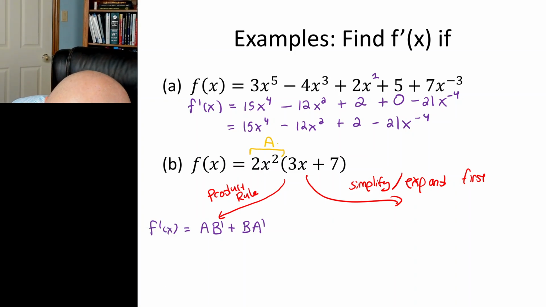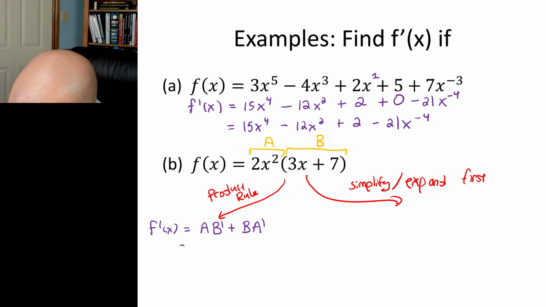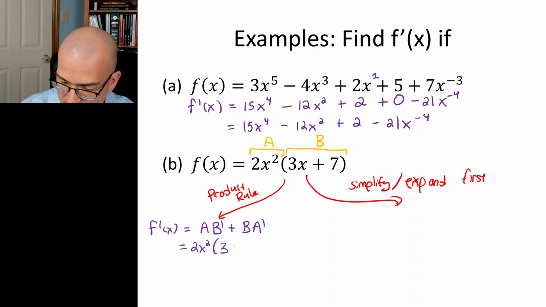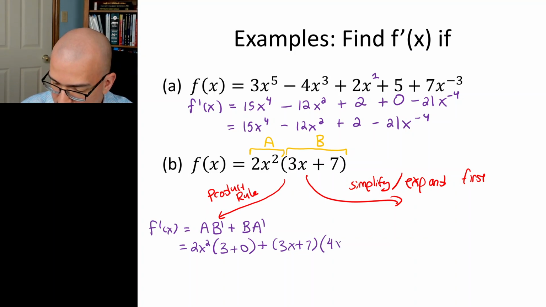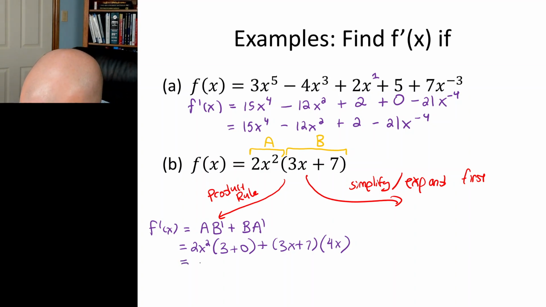2x squared is our a, 3x plus 7 is our b. So a is 2x squared. b prime, the derivative of 3x plus 7, is 3 plus 0, plus b, 3x plus 7, times the derivative of a, which is 4x. 4x to the power of 1, which is 4x. Now we can multiply out the terms. We get 6x squared plus 12x squared plus 28x. And now combine like terms. 6x squared plus 12x squared is 18x squared plus 28x.